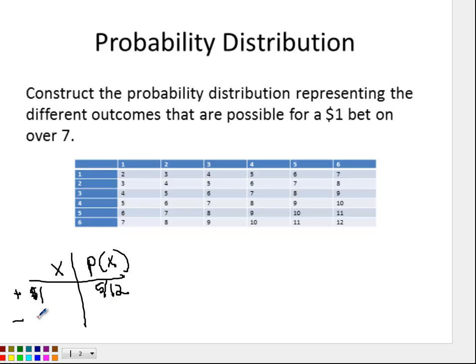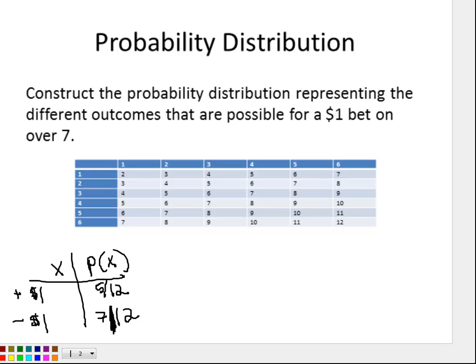And then you can lose $1 if it's under 7, 7 and under. So in this case, it'll be 21 out of 36 again. And we said that reduced to 7 over 12. Okay, so it's just like the last problem that we did.